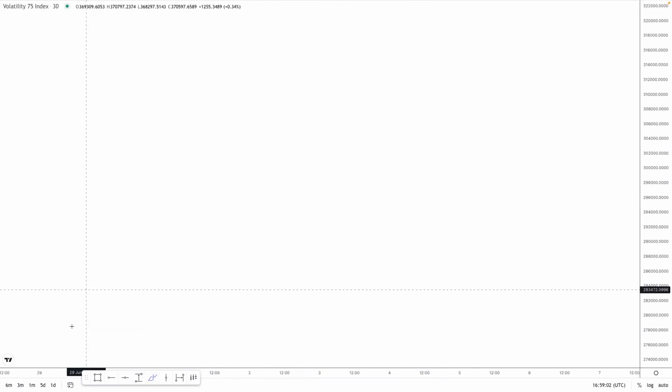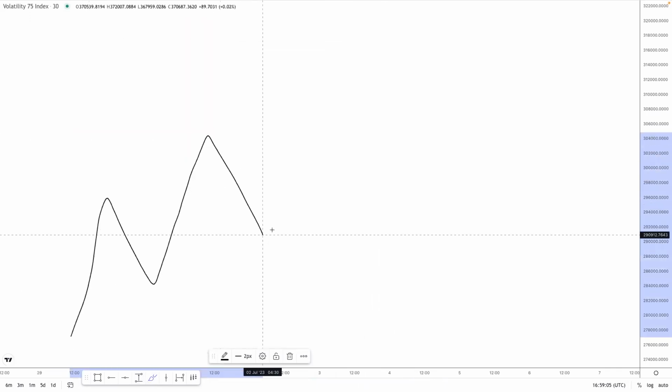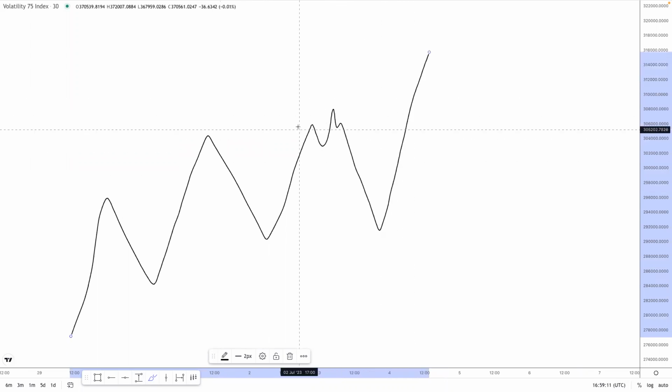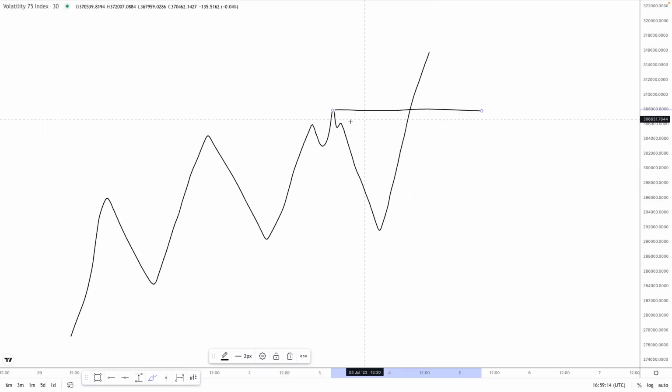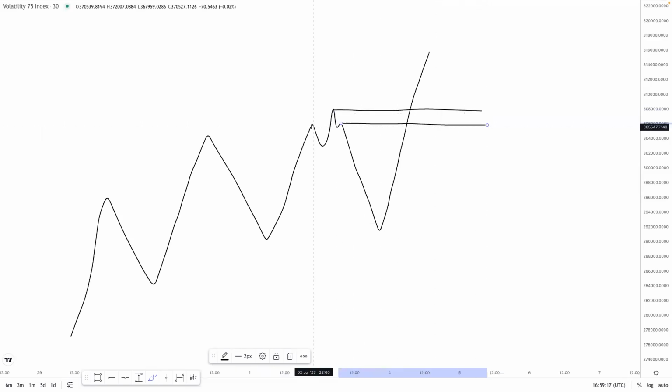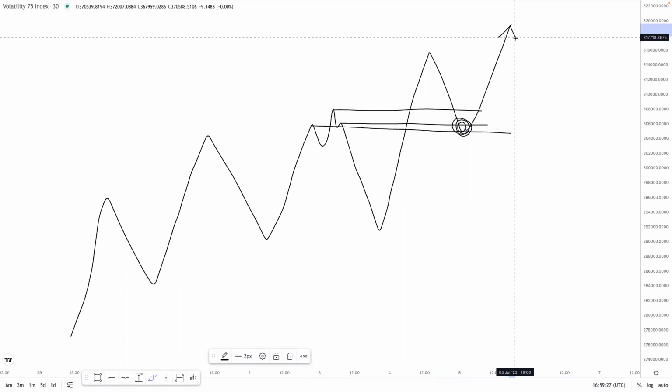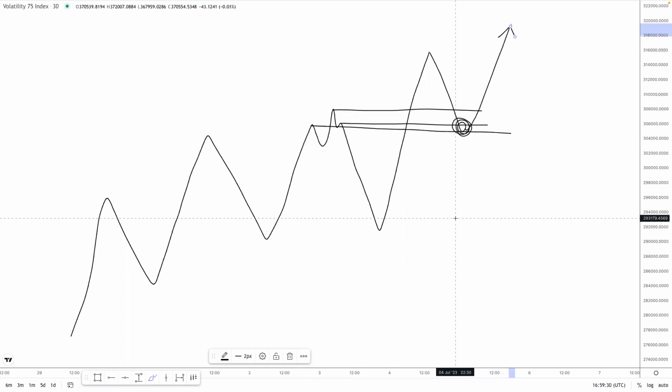Also try to illustrate this structure right here. We have the break and retest structure, the hidden invalidation, and this hidden invalidation right here. Also try to illustrate this. Okay. Are you done? I'm done.